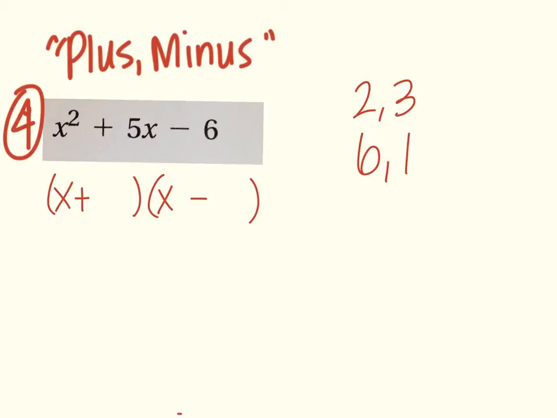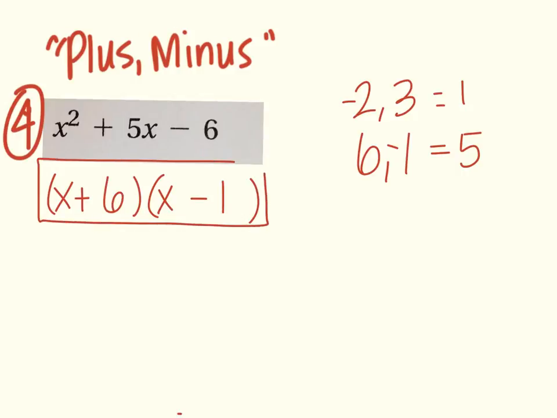Since the middle number is positive, the bigger number is positive. So this is going to be negative 2 and negative 1. Add those and that gives you 1. Add those and that gives you 5. So it must be 6 and negative 1. And I'm not going to check that one. You could FOIL it back out and check it, but I know that it's right, so I'm just going to leave it.